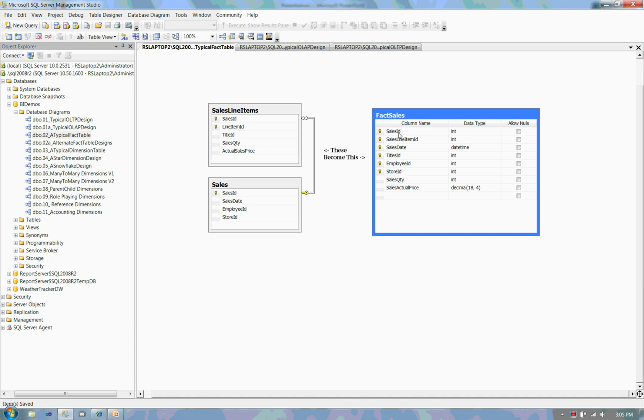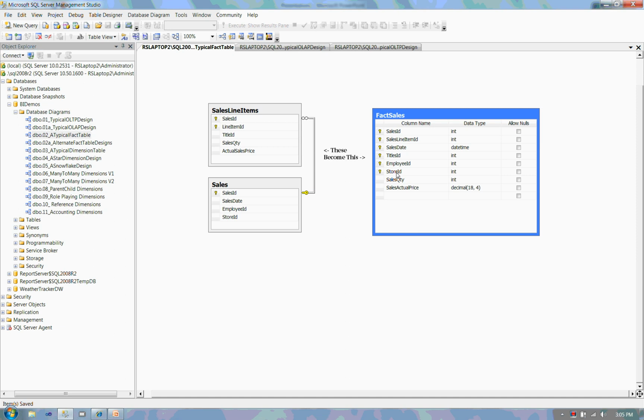Now, because the sales ID and the line item ID are very unique, I need to take out a few more things to express the grain even further. So let's say I take out the top three columns here. Sales ID is no more, line item is no more, and sales date is no more. Now the sales quantity would only reflect the total based on titles, employee, and store.